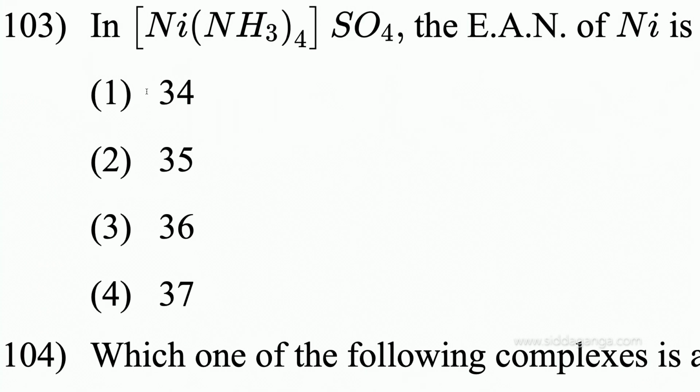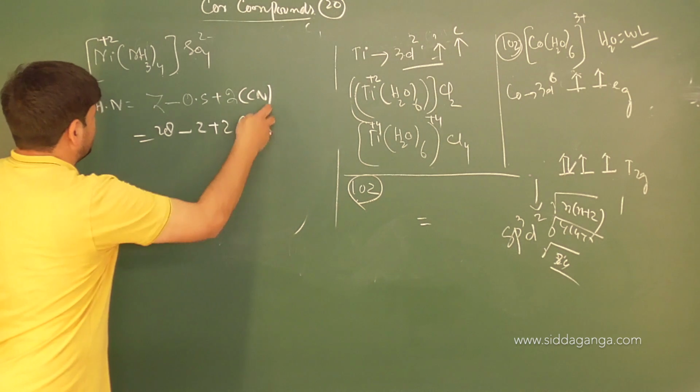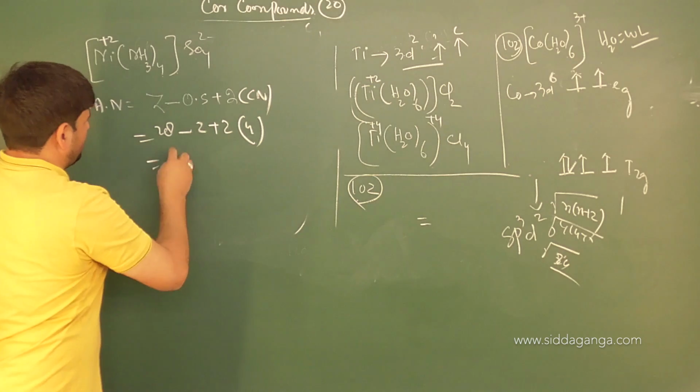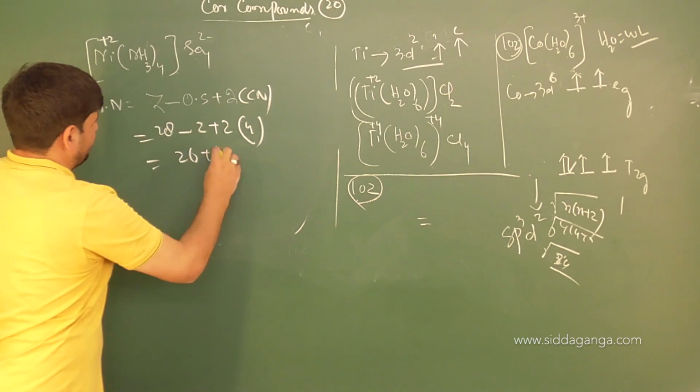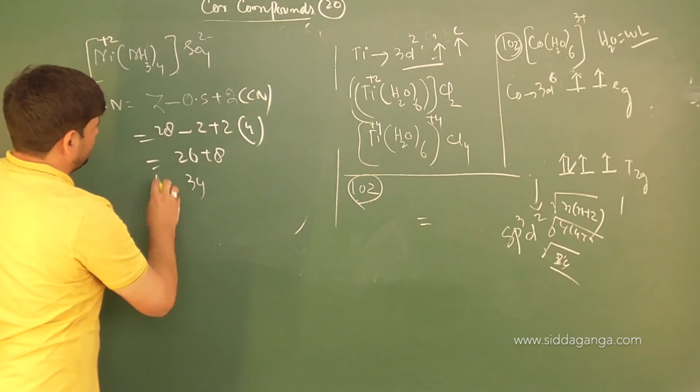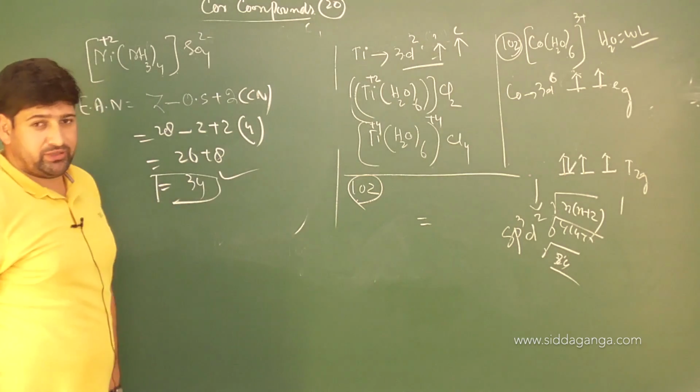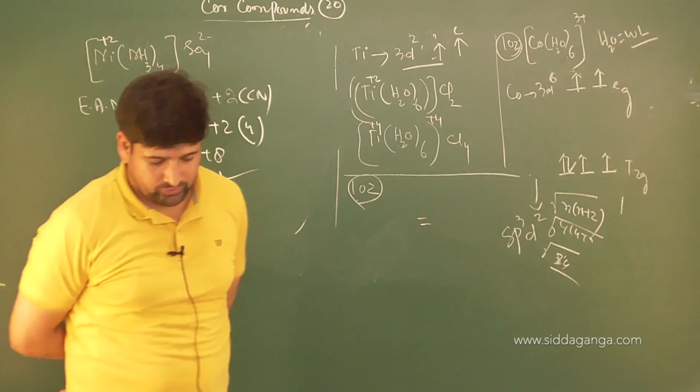What is Z for nickel? 28. Oxidation state is 2 plus, 2 into what is coordination number? 4. 28 minus 2 is 26 plus 8. That will make it 34. Correct option will be 34. That's option 1. Next question.